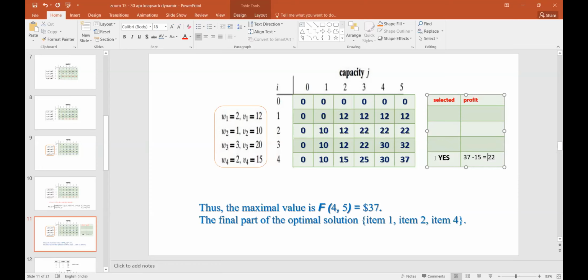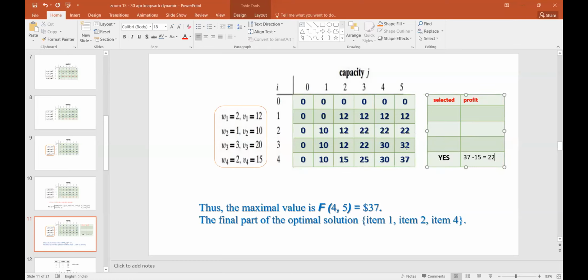So before considering this, I must check whether in the previous row I am having the same entry 37 or not. Here 32 is there, here 37 is there. If these both are different, then I can consider it. So before directly concluding, I must check whether the previous row contains the same entry. No, they are different. Correct. So I can consider this object, and 37 minus 15. Now I must search which object gives us profit 22.